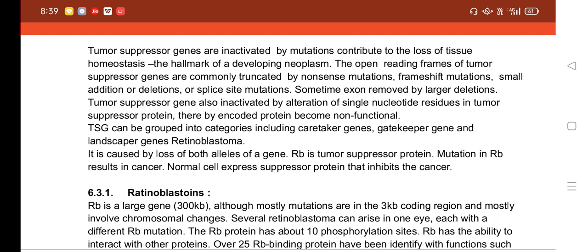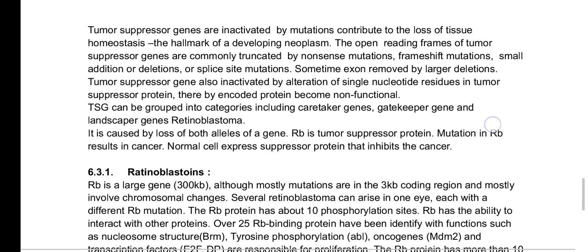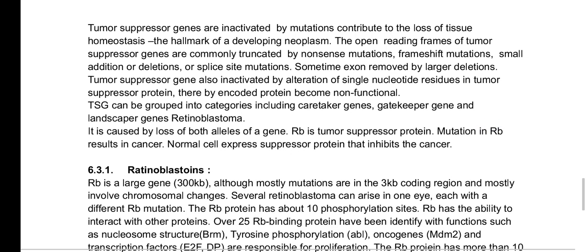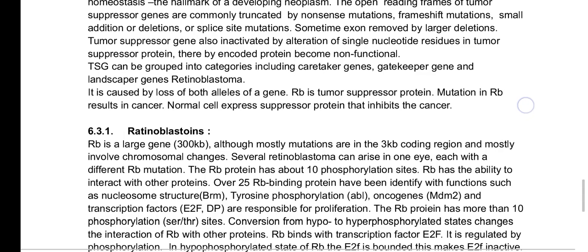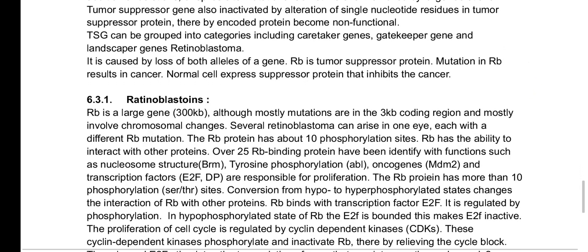The open reading frames of tumor suppressor genes are commonly truncated by nonsense mutations, frame shifting mutations, small additions or deletions, or splice site mutations. Sometimes exons are removed by larger deletions. Tumor suppressor genes are also inactivated by alteration of single nucleotide residues, so the encoded protein becomes non-functional. TSGs can be grouped into categories including caretaker genes, gatekeeper genes, and landscaper genes.